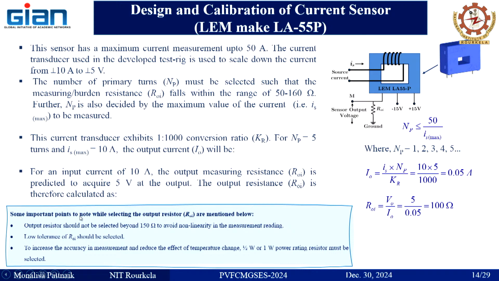Some important points to take care of while using this sensor. The output resistor should not be selected beyond 150 ohm to avoid non-linearity in the measurement reading, and to increase the accuracy and reduce the effect of temperature changes, the maximum power dissipation should be around half watt or 1 watt.